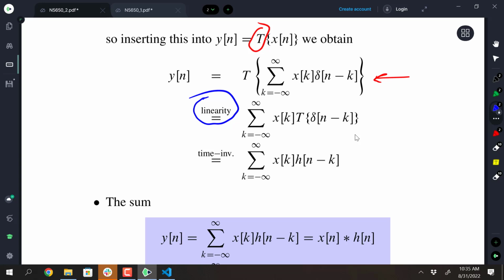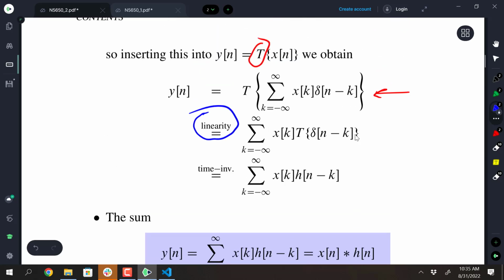linearity, and linearity would say that the response to a linear combination of inputs could also be written as the linear combination of the individual responses. So what that does is it's saying I can take this T, my pen is acting up badly, it keeps disconnecting. So I can drive it right inside of there. I can change the order of the operator and the superpositioning operation, because that's what linearity allows you to do.